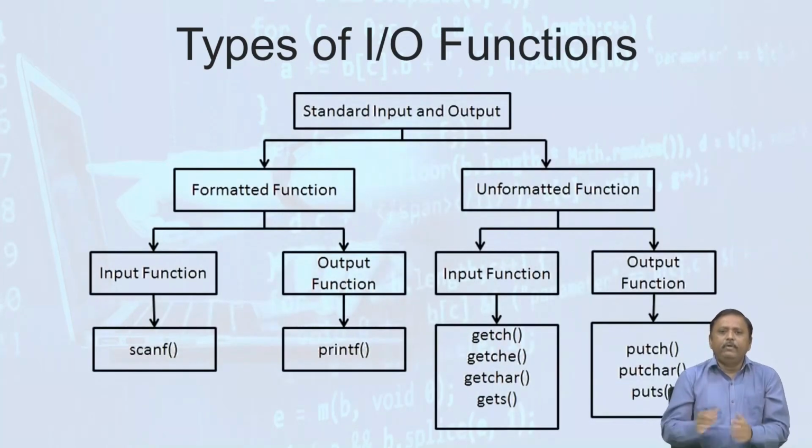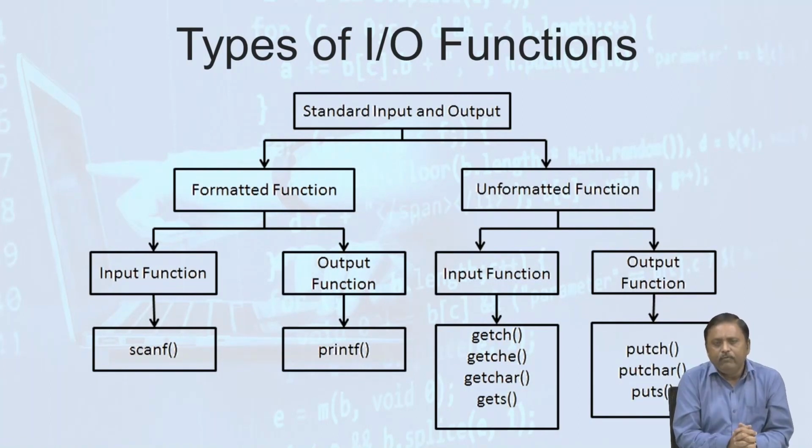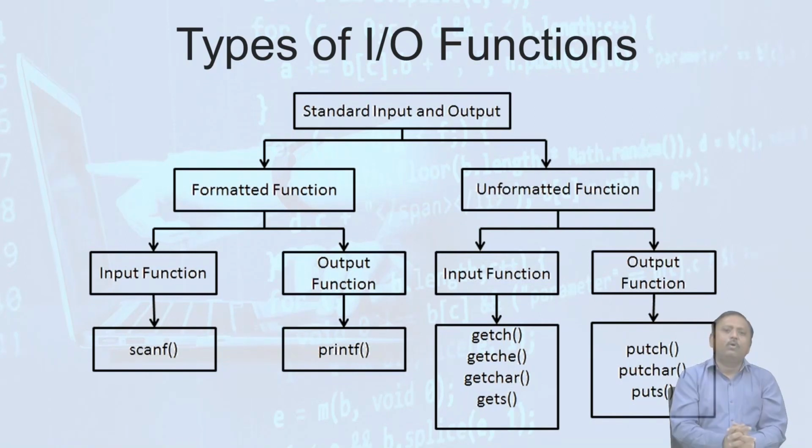So before that we will understand types of input output functions, right? We have discussed two functions. One is printf, another is scanf. So if we consider standard input and output, there are two types of input output. One is called formatted function and another is called unformatted function. In formatted functions, we have input function and output function, and example of input function is scanf and output function is printf.